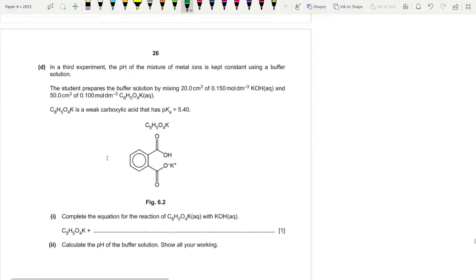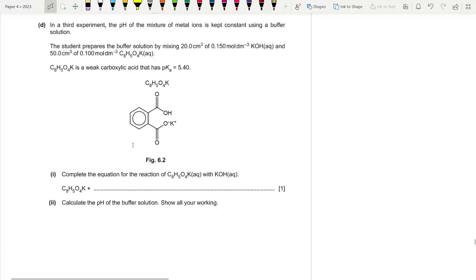Moving on to the last part. In the third experiment, the pH of the mixture of metal ions is kept constant using a buffer solution. The student prepares the buffer solution by mixing 20 cm cube of 0.1 mole per dm cube KOH and 50 cm cube of 0.1 mole per dm cube C8H5O4K. C8H5O4K is a weak carboxylic acid that has a pKa of 5.4. Complete the equation for the reaction of this with KOH.